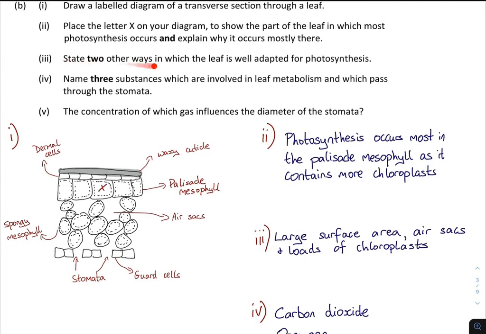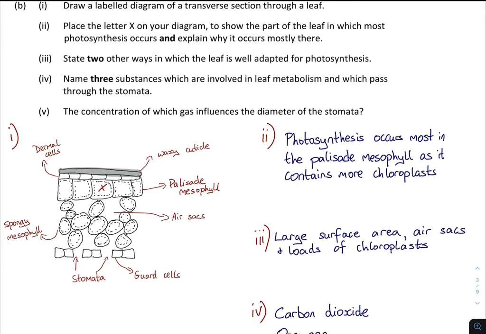Say two other ways in which the leaf is well adapted for photosynthesis. This comes up in the photosynthesis chapter more so than plant transport, but you can see how they're all connected. Leaves have a large surface area. They have air sacs that allow for diffusion of gases, because remember, photosynthesis requires a gas, and that's carbon dioxide. And you have loads of chloroplasts all around here. So I have three different adaptations for photosynthesis: large surface area, air sacs, and loads of chloroplasts.